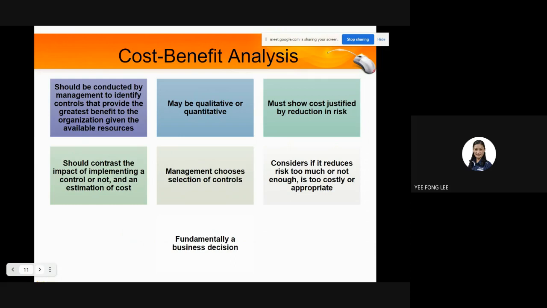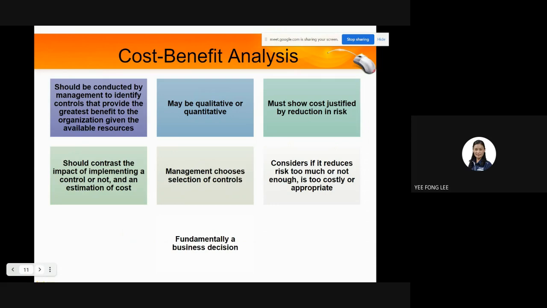The organization will not have resources to implement. Not all organizations have the resources to implement all types of recommended controls, right? Based on the budget, based on the resources they have. Therefore, the management should conduct a cost benefit analysis to identify which controls are the most appropriate to their organization, and also which controls can provide the greatest benefits based on the resources available to that organization.